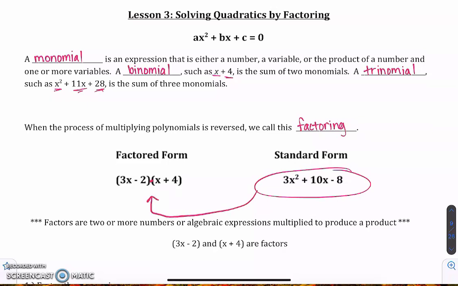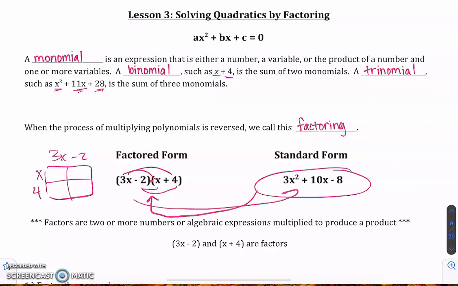So like if you took 3x minus 2 times x plus 4, like you FOILed it back out, or you took the time to multiply it back together, you would get this expression in standard form. So the purpose of factoring really is to solve a quadratic equation. It's one of the more common and more useful ways we'll use in this course to solve equations.